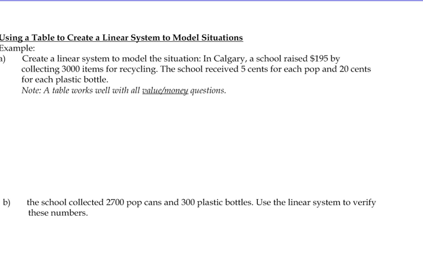So which is our variable? What do you want to do for pop can? P is the number of pop cans. And then for bottles, I'm going to use B. Number of bottles. Oh, my battery's dying. Okay, guys.